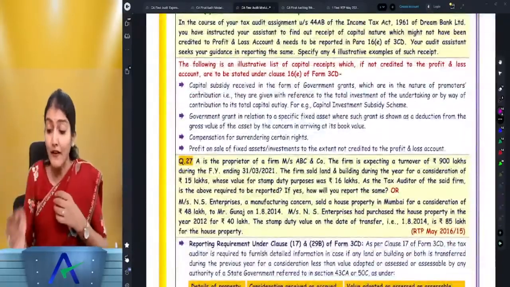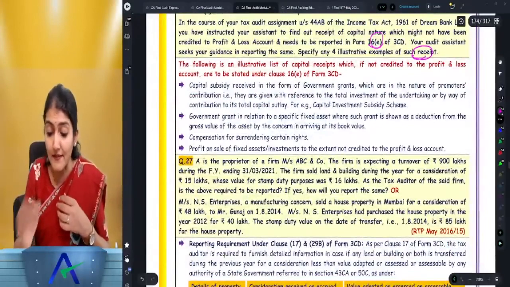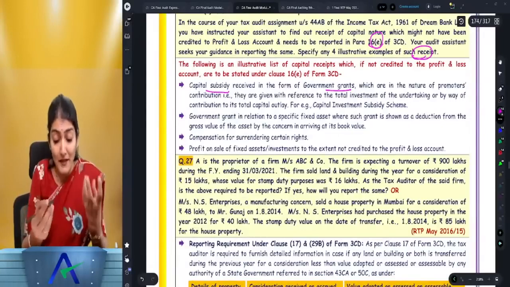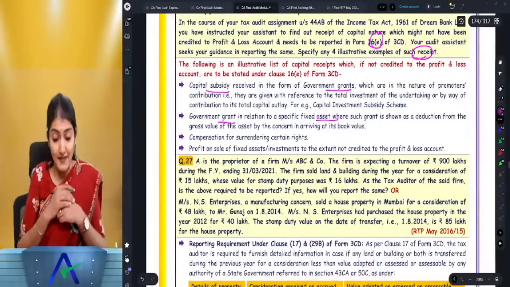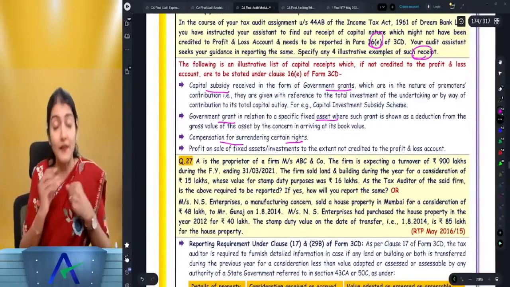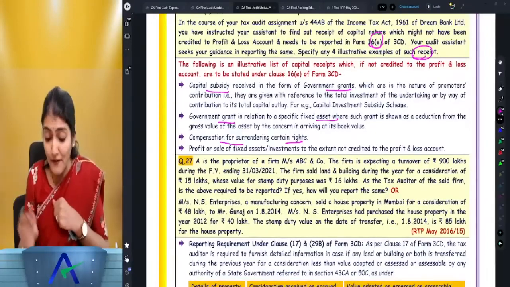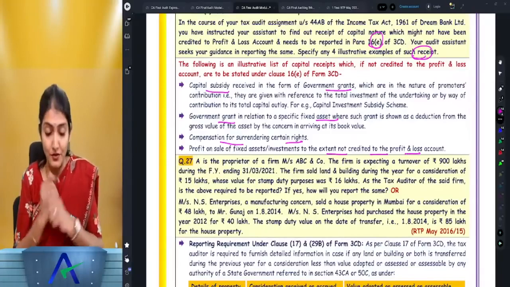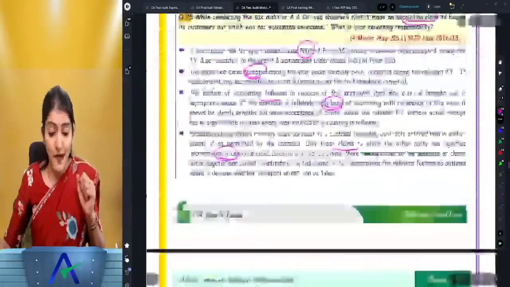Capital receipts. What are the examples of capital receipts under 16E? Capital subsidy in the form of government grant. Then government grant for the purchase of a specific fixed asset. Then compensation for surrendering certain rights or profit on sale of the fixed assets or investment to the extent not credited to the profit and loss account. Okay. So that is regarding the capital receipts.